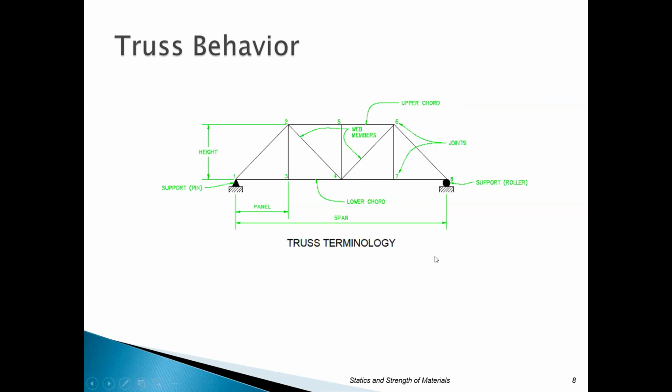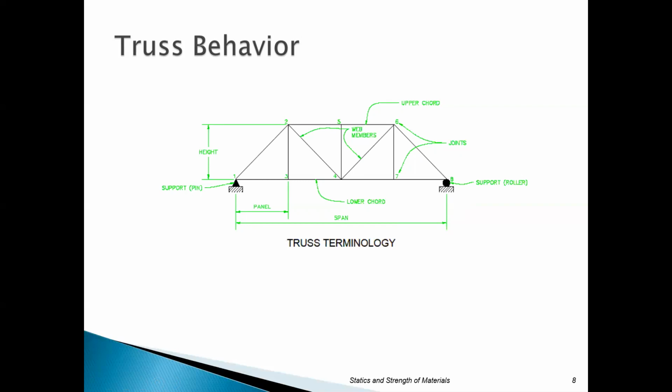So distances, notice span is usually the distance from support to support, but it could also be the distance of the total truss. So if you move that support at 8 over to 7, the truss span would still go from end of truss to end of truss. Okay, so it's the total distance that that truss is spanning.